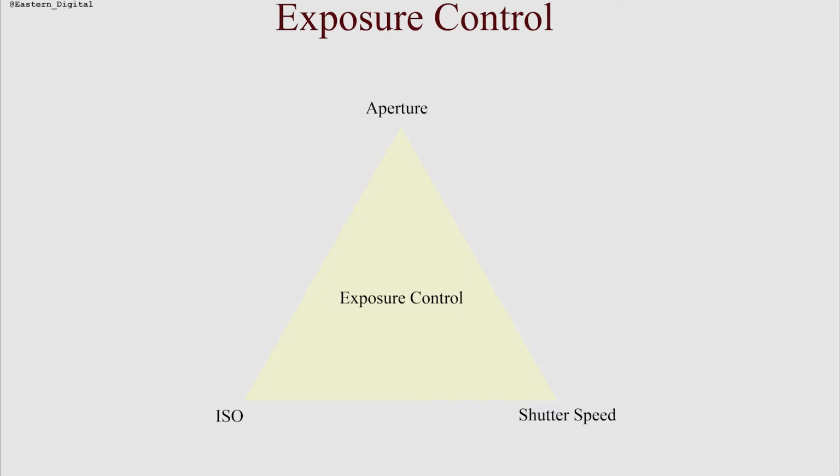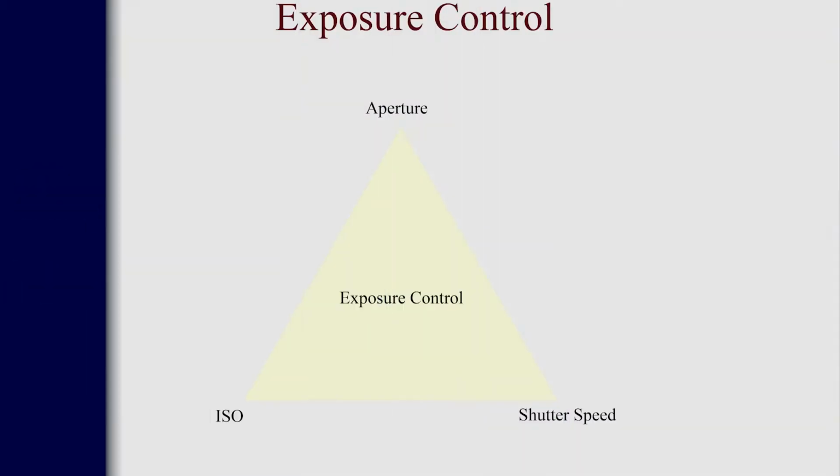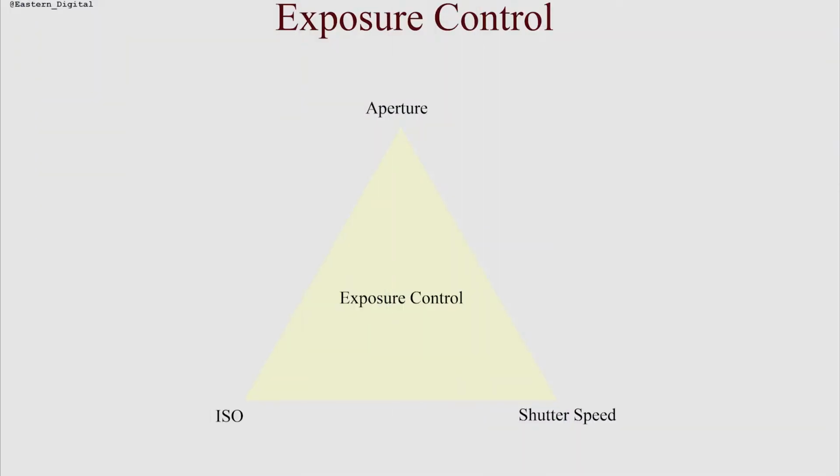Hello guys, again this is Rudra, and in this video we are going to learn about exposure control, which is one of the most important parts of filmmaking. Exposure is basically how much light you are allowing to get to the sensor of your camera while you are taking photos or videos. For controlling the exposure of your footage, we have three main parameters.